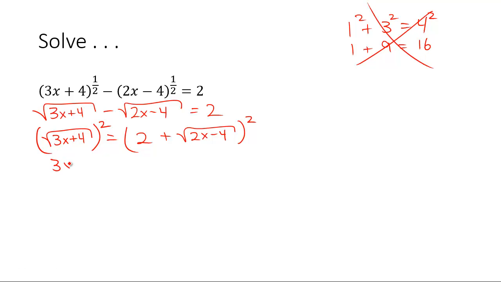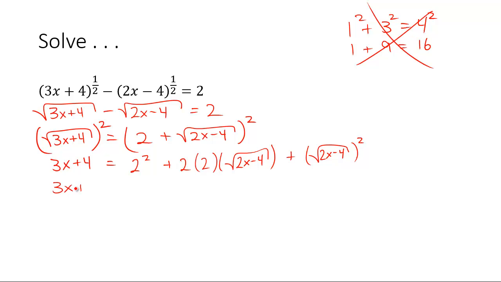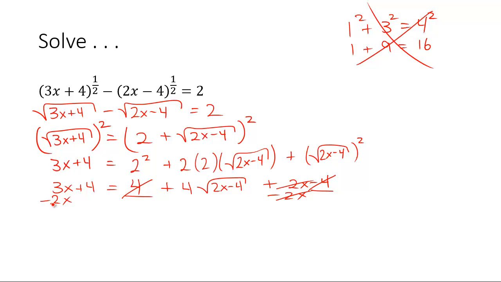Squaring this side, you get 3x plus 4. And now when you multiply this out, you'll get 2 squared plus twice the first times the last plus the last one squared. That leaves you with 3x plus 4 equals 4 plus 4 root 2x minus 4 plus 2x minus 4. Now let's put everything together. There's the same number of 4s, so 4 minus 4 is gone, and we subtract the 2x from both sides. So 3 minus 2 is 1x plus 4 is equal to 4 root 2x minus 4.